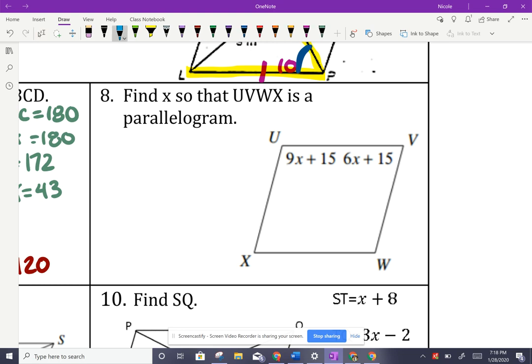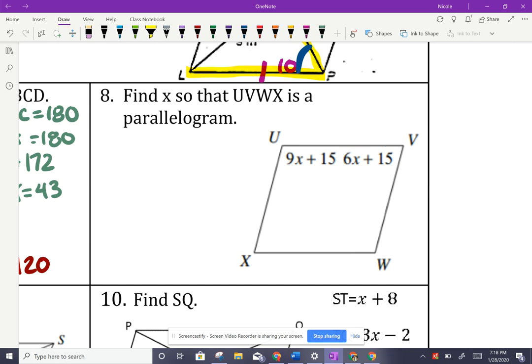Okay, so let's get through these last few examples, and then you should be set. I need to find x so that UVWX is a parallelogram. So these are two angles. It's kind of hard to tell, but this is one angle. That's angle U, and this is angle V. So they're two separate angles.